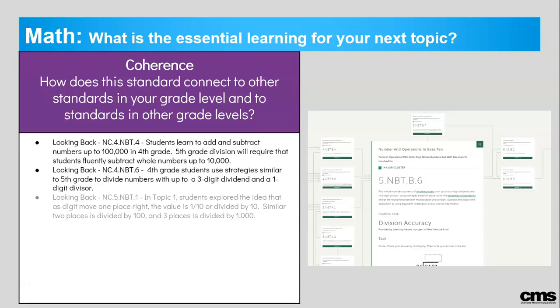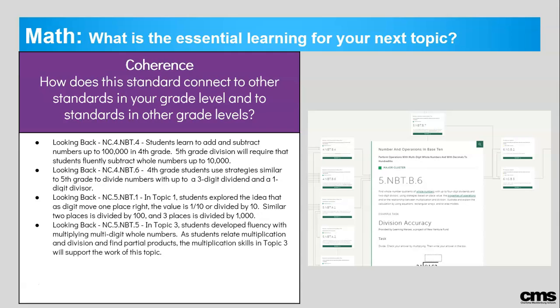We can also connect to standards in our grade level. NC.5.NBT.1, in Topic 1, students explore the idea that as a digit moves one place right, the value is 1/10 or divided by 10. Similarly, 2 places is divided by 100 and 3 places is divided by 1,000. Also in 5th grade, NC.5.NBT.5, in Topic 3, students developed fluency with multiplying multi-digit whole numbers. As students relate multiplication and division and find partial products, the multiplication skills in Topic 3 will support the work of this topic. We also want to take a look for coherence at how this work impacts future work.